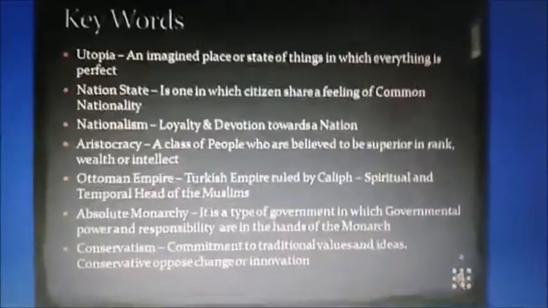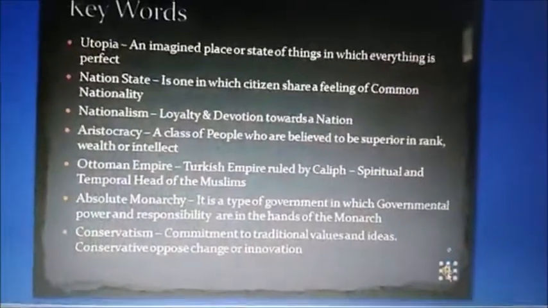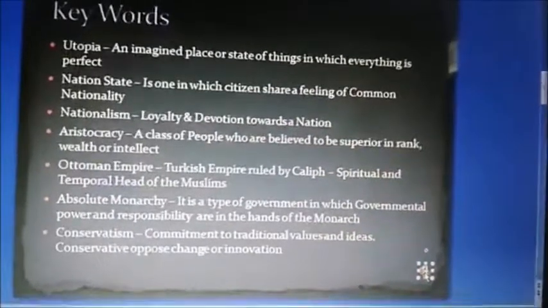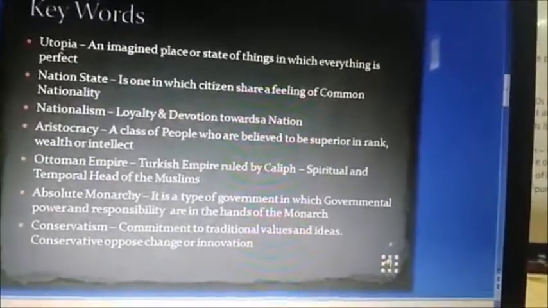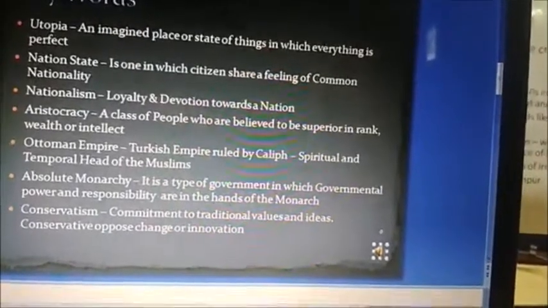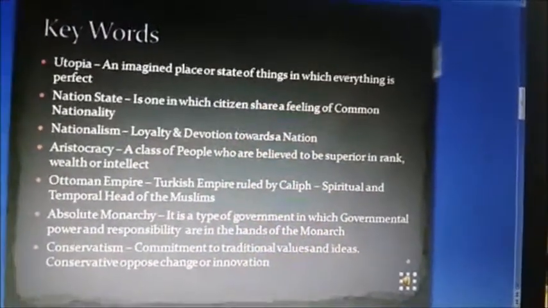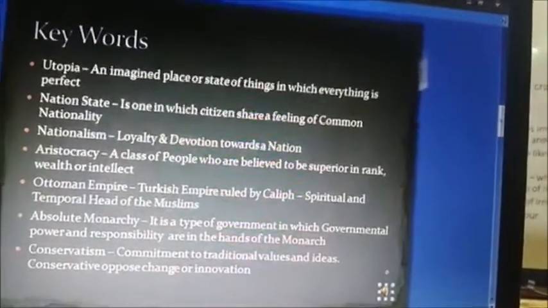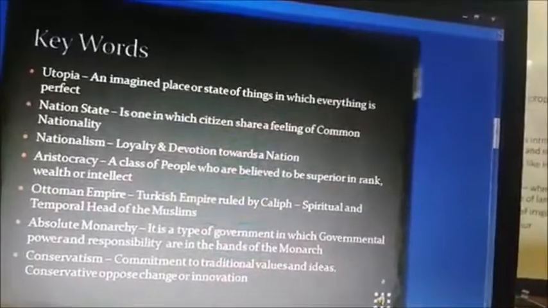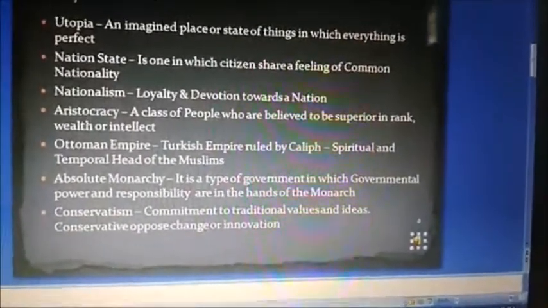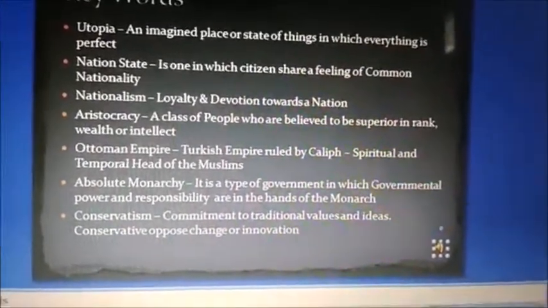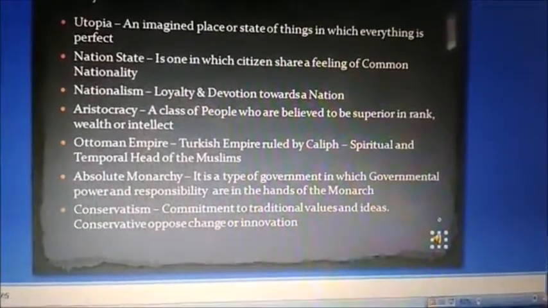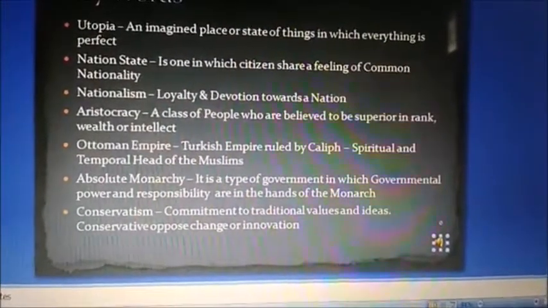The next word is absolute monarchy. It is a type of government in which governmental powers and responsibilities are in the hands of the monarch or the king. That means the total power lies in the hands of the king. He can do whatever he wants depending on his whim and fancy, whether it be in the form of taxation or in the form of calling up meetings. The constitution does not play a very important role there. Only the king plays a very important role.